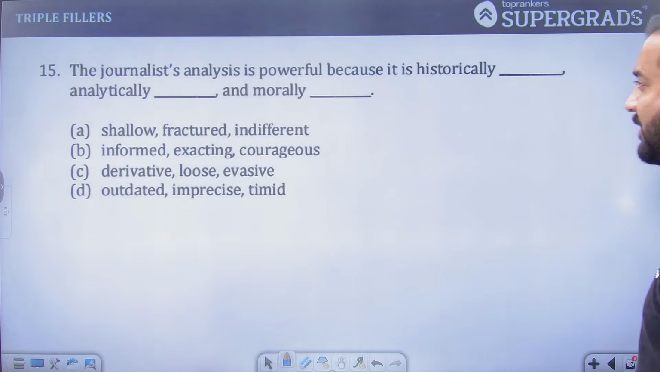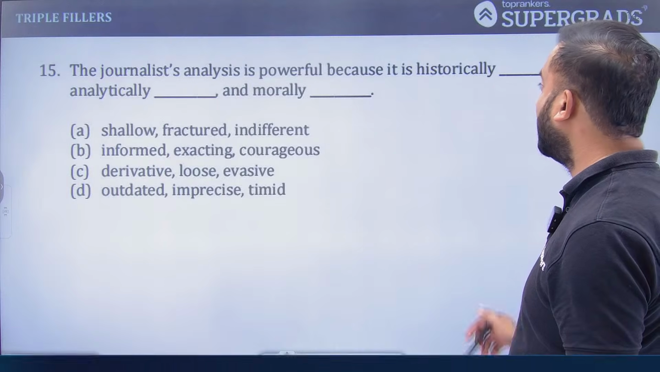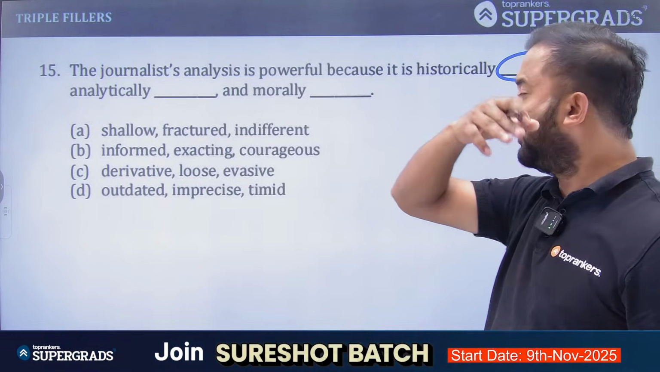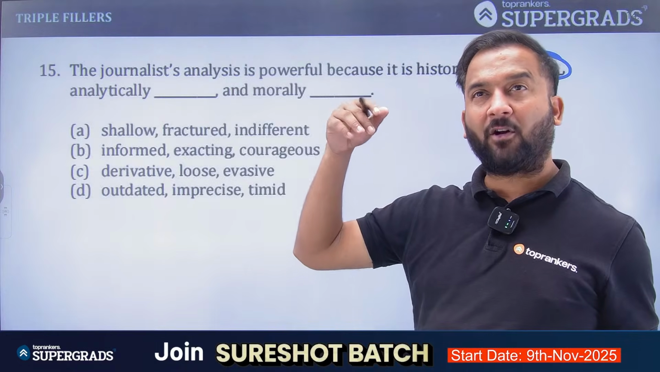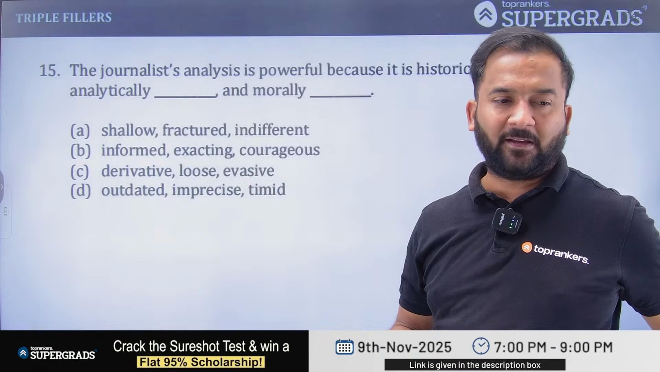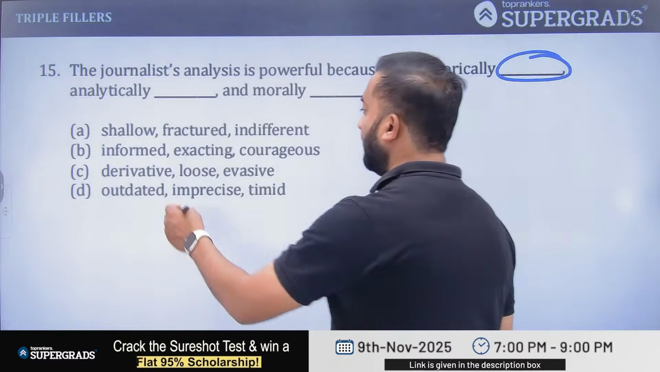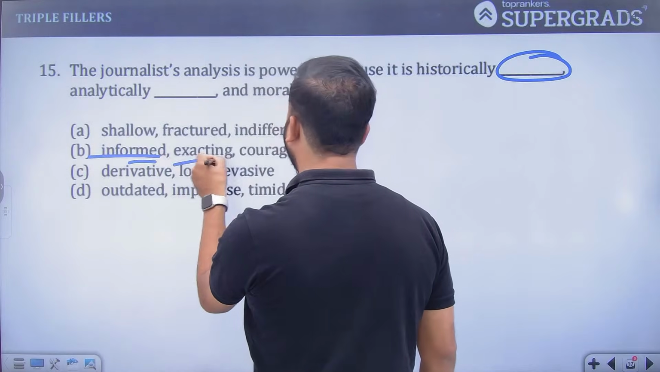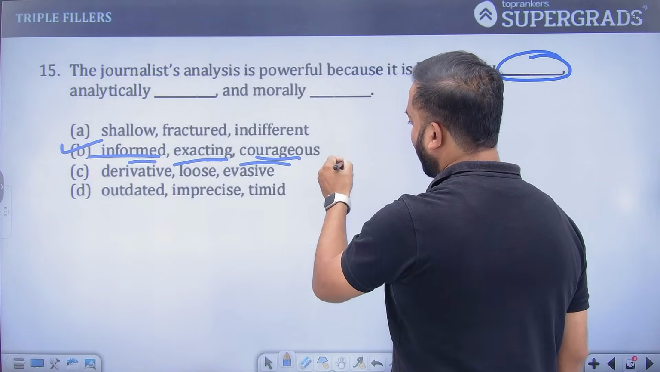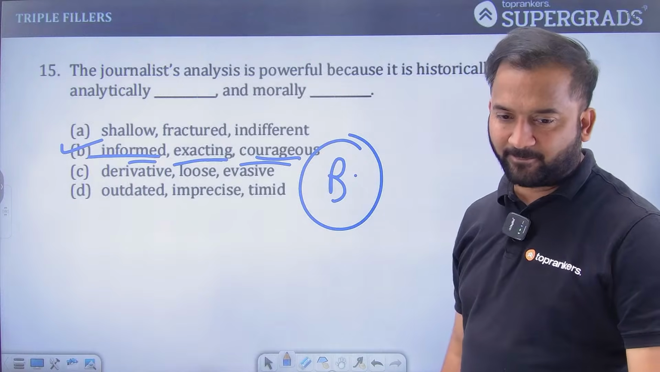Here is the next question, students. The journalist's analysis is powerful because it is historically dash. So when we talk about a journalist doing an analysis on the history of things, what do you expect? You expect him to be correct. You expect him to be well informed. So informed, exacting, and courageous are the words that form the correct pair. And again, like many of the questions, B is the correct answer.